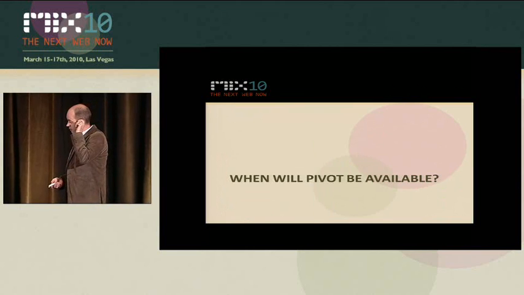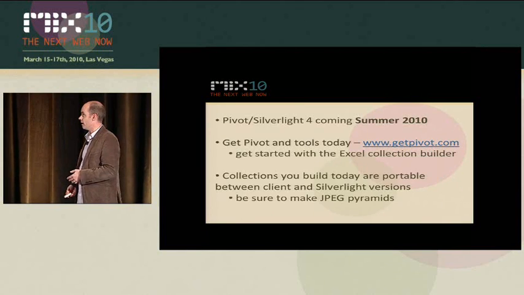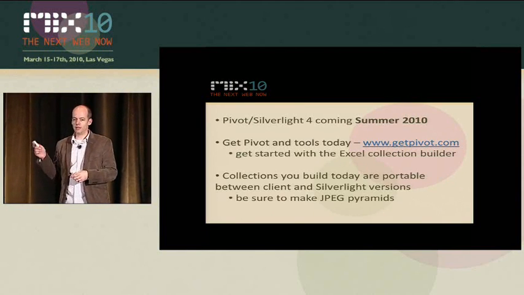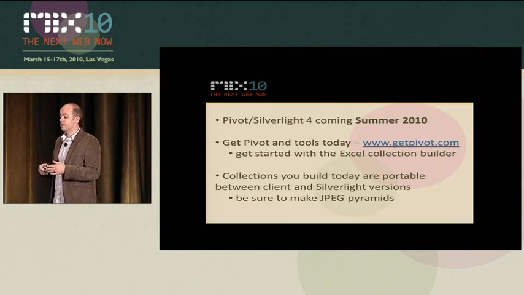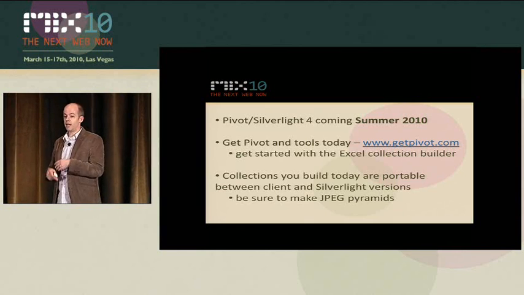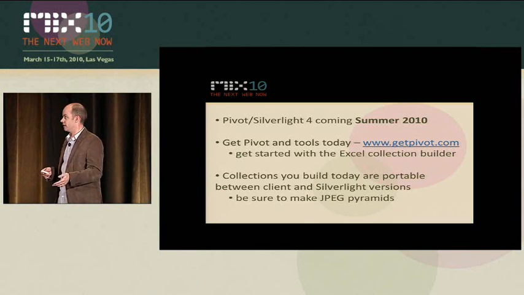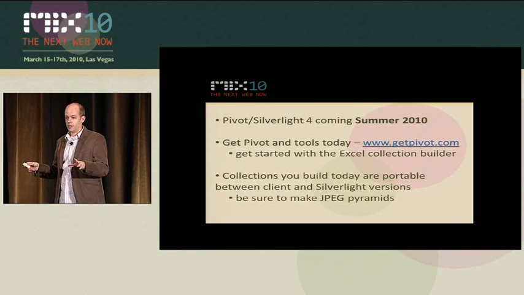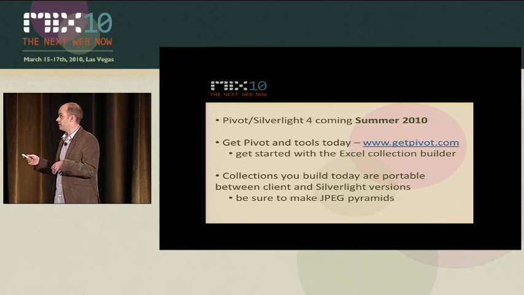So lastly, I'm sure at least some of you are probably wondering when you can get your hands on Pivot. You can get your hands on the Silverlight 4 based version of Pivot in summer 2010, so it's coming pretty soon. Though you can get Pivot, Big Pivot, today and the tools to help you start generating collections right now at getpivot.com. We've got the Pivot install. We've got an Excel tool to help you start building simple collections right away. We've got all kinds of documentation, a lot of which we've actually presented today.